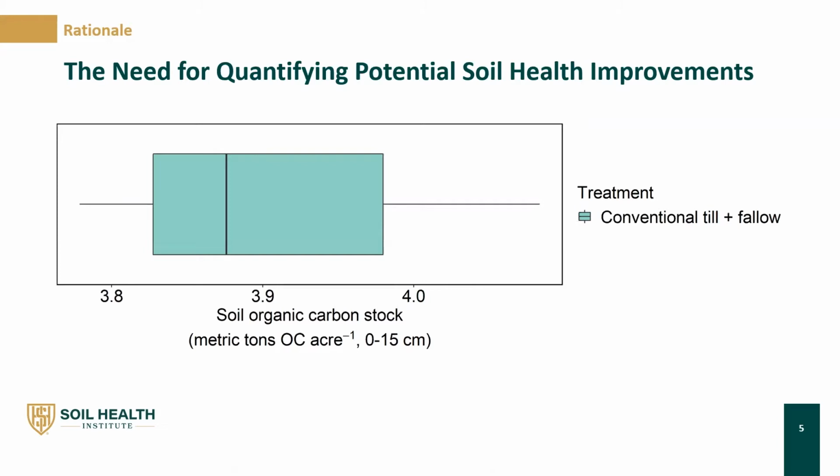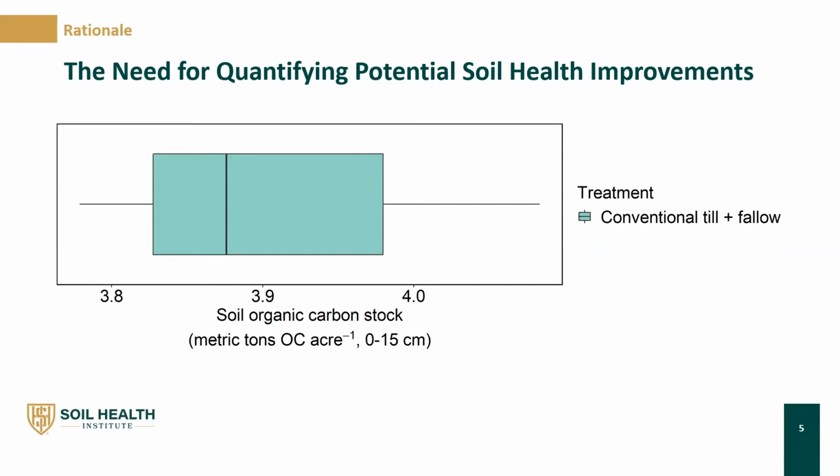So within this single management in the single region, which was the Texas Southern High Plains, we have some variation in carbon stock. And we might ask, well, is it good if my soil has 3.9 organic carbon? Is that useful or not? And we don't really know until we have some context.